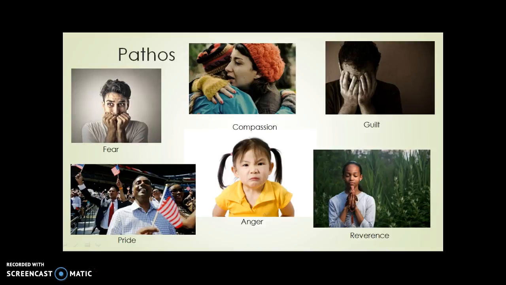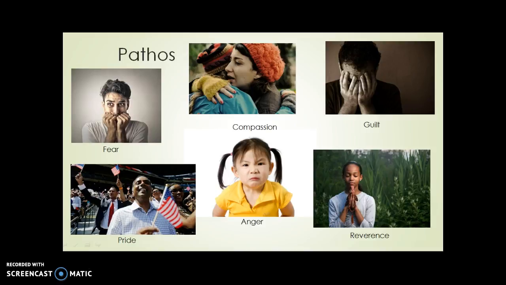You can also solicit pride in your audience. Maybe you want to get them excited about their pride in their country or in their family, or maybe pride in their school or in their ethnic heritage or some sort of personal accomplishment. Pride gets people really excited about a topic sometimes.